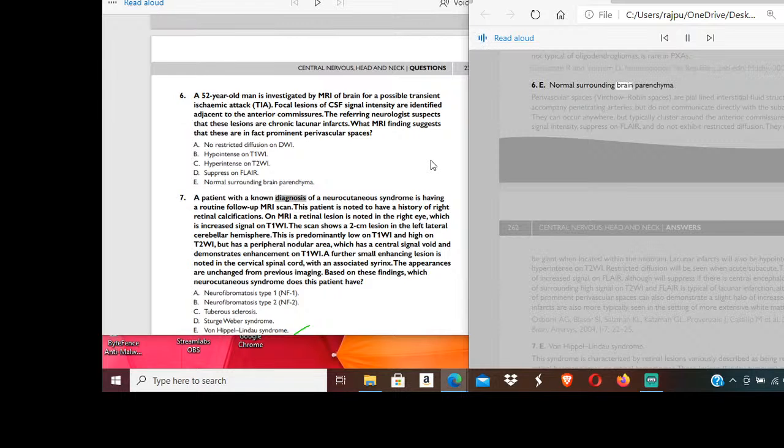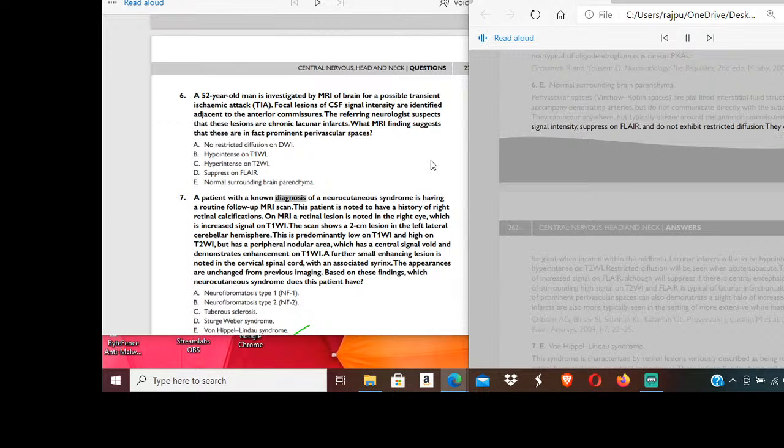6. E. Normal surrounding brain parenchyma. Paravascular spaces, Virchow-Robin spaces, are pial-lined interstitial fluid structures that accompany penetrating arteries, but do not communicate directly with the subarachnoid space. They can occur anywhere, but typically cluster around the anterior commissure. They follow CSF signal intensity, suppress on FLAIR, and do not exhibit restricted diffusion.